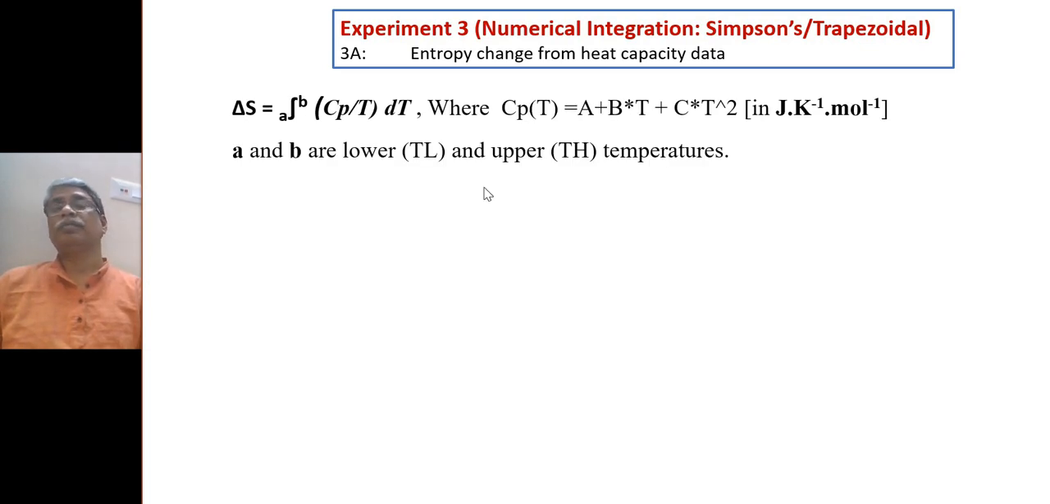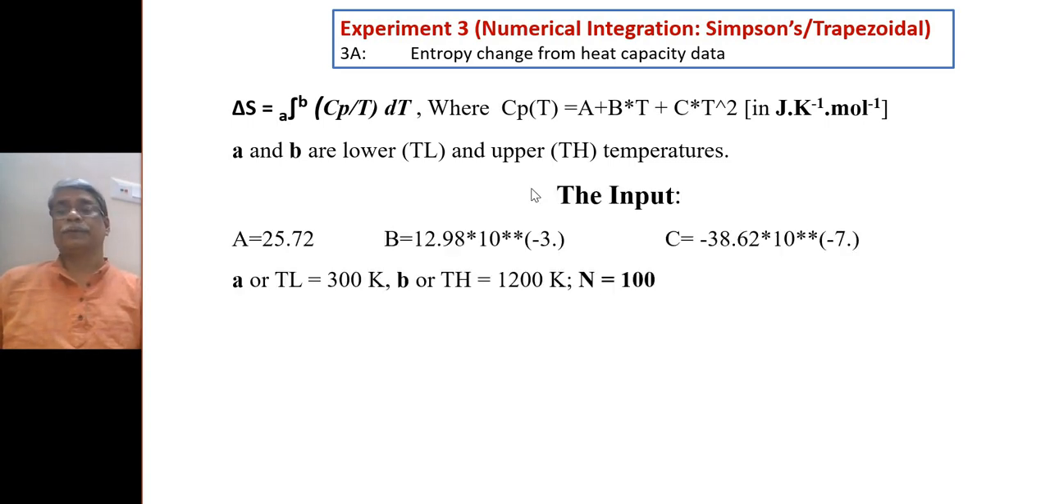So the physical problem, the physics behind it, is that you have a formula for evaluating delta S. Delta S over temperature. That means initially it is A and B at the lower and upper bound of temperatures, that means TL and TH, lower and higher temperature. And the function is Cp by T dT. Of course, Cp is a function of T, A plus BT plus CT square in joules per Kelvin per mole. So the whole integration Cp by T is a function of T, and you are integrating over T over the range A to B. So that's clearly an integration problem, and that you can do numerically.